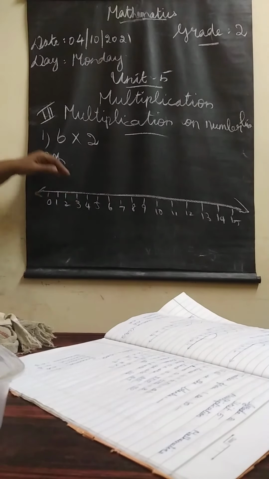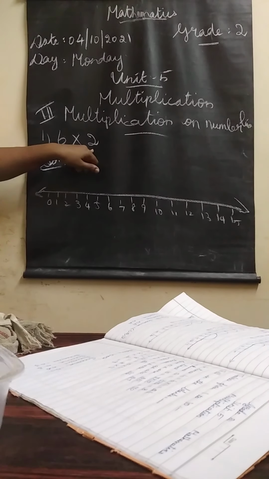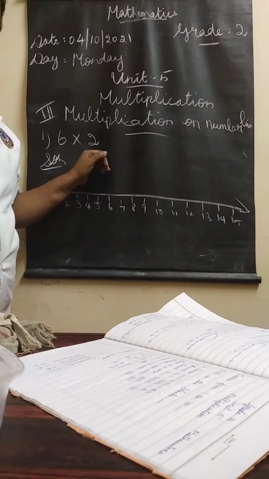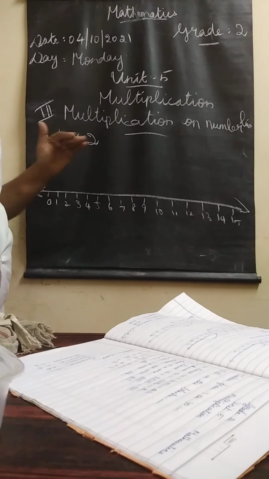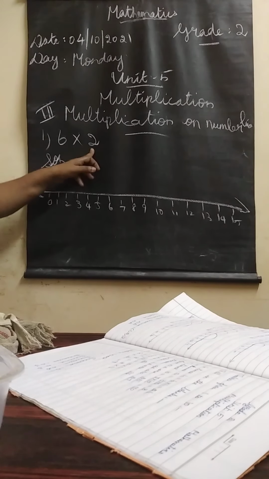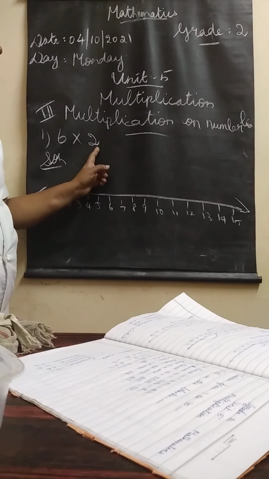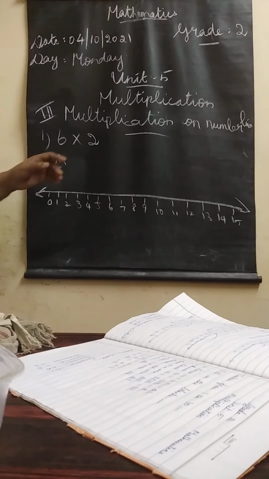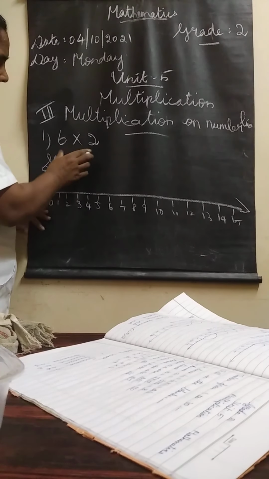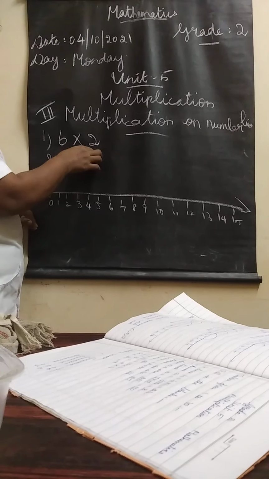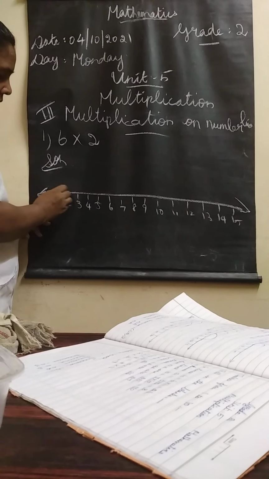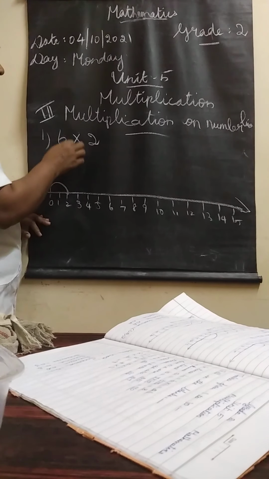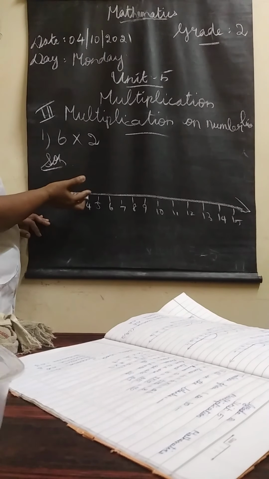Now listen to the question. 6 into 2. So you should read it as 6 times 2. So we have to draw the curve for 6 times. Now the interval we can see. 6 times 2. So you start from 0. The first number is 2. So 2. How many times do we want to draw the curve?